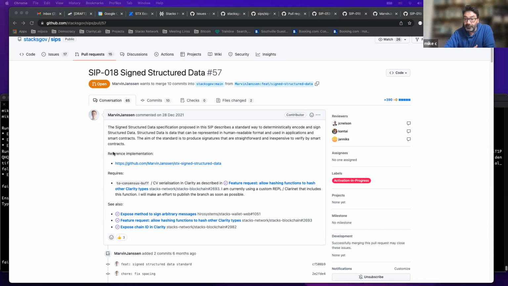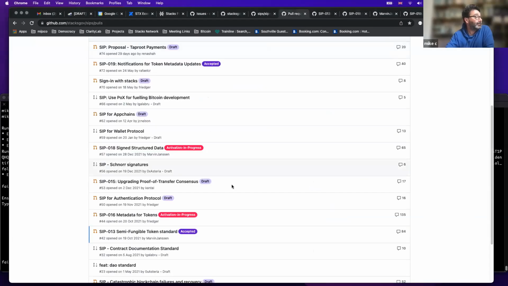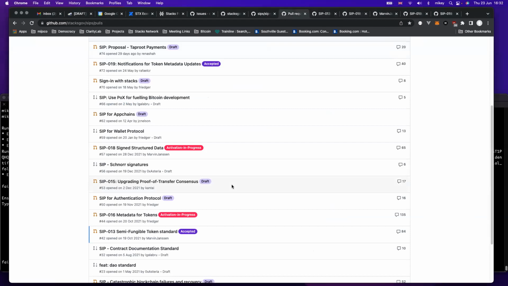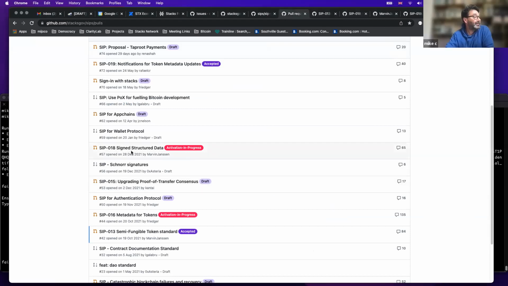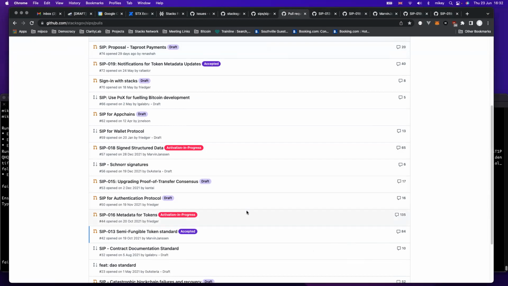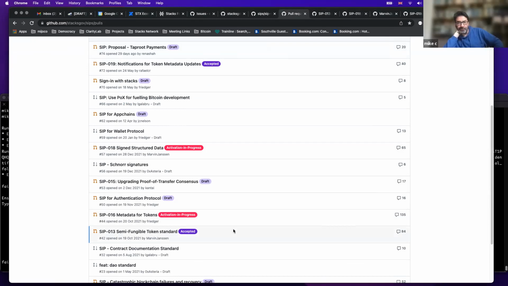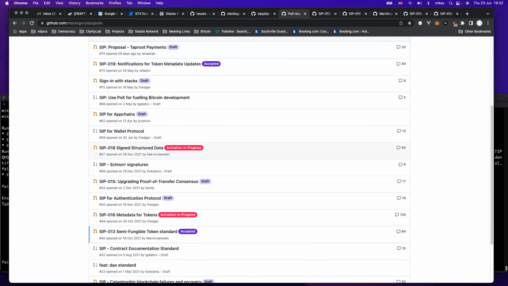Is there anybody who wants to say anything else about this one? Not this specifically, Mike, but both of these have been moved to accepted status, right? Yeah. And so the next step is activation criteria. Yeah. So SIP 18 is actually activation in progress. Okay. And 13 is still accepted. But I think 13 has moved to activation in progress. Got it. Hiro or Jude, do you want to elaborate on what activation criteria entail?